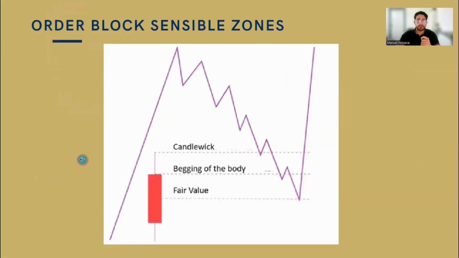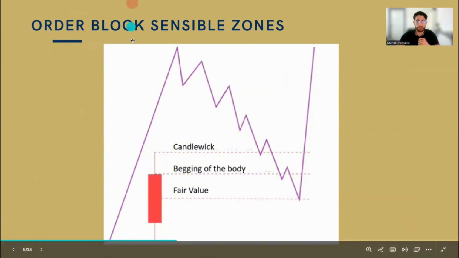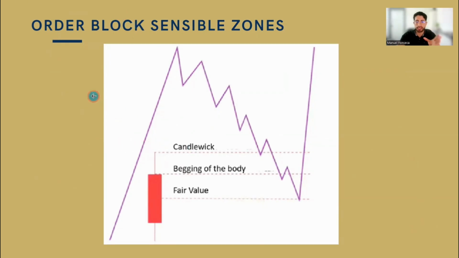So most of the time, the order block zones have sensible zones. What are those zones that make the order block sensitive in a certain way? It has four main zones. The first one is the candle wick. In the candle wick, sometimes you will see the price touch just the candle wick and it's already mitigated, right? In other scenarios, you will find that it is the beginning of the body. The beginning of the body will be the second way in which the price will mitigate.